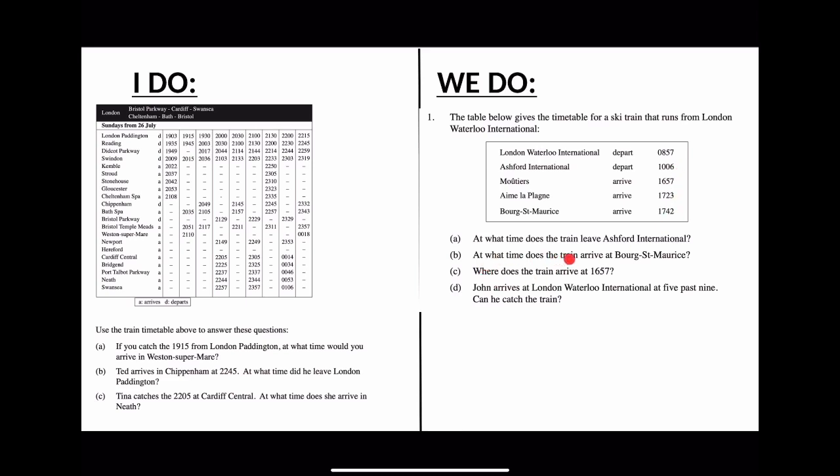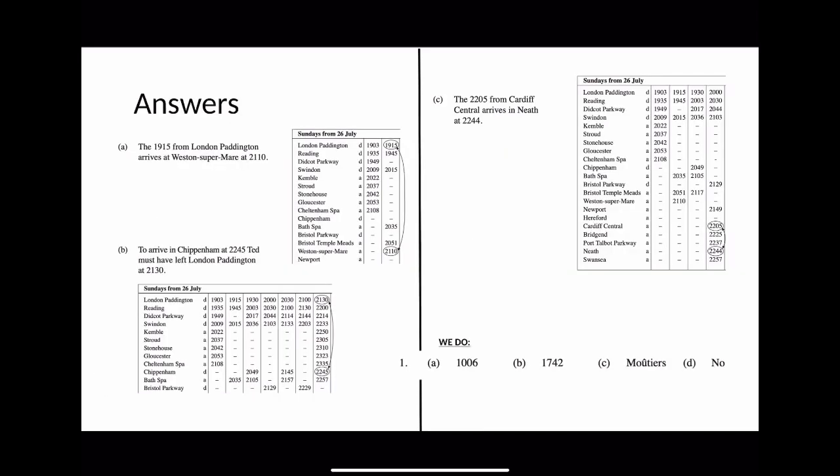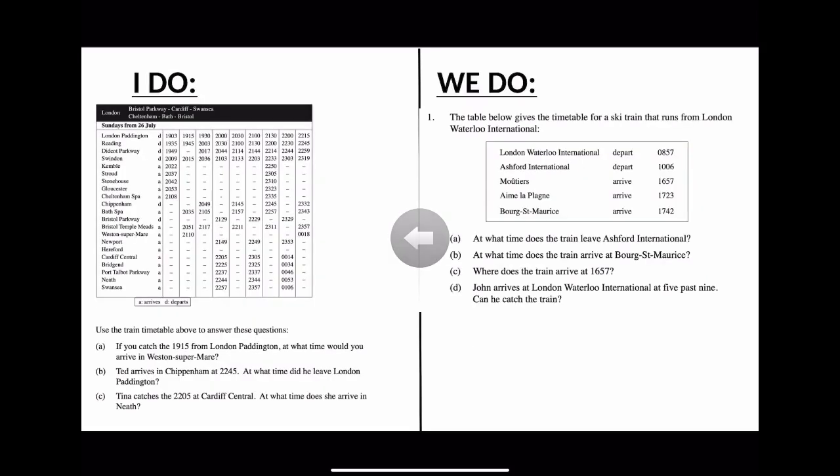At what time does the train arrive at Bourg Saint-Maurice? At 17:42. Let's double check. And we can see there on the bottom, it's arriving at 17:42. Where does the train arrive at 16:57? Well, there's 16:57. Read across. It's arriving at Moutier.